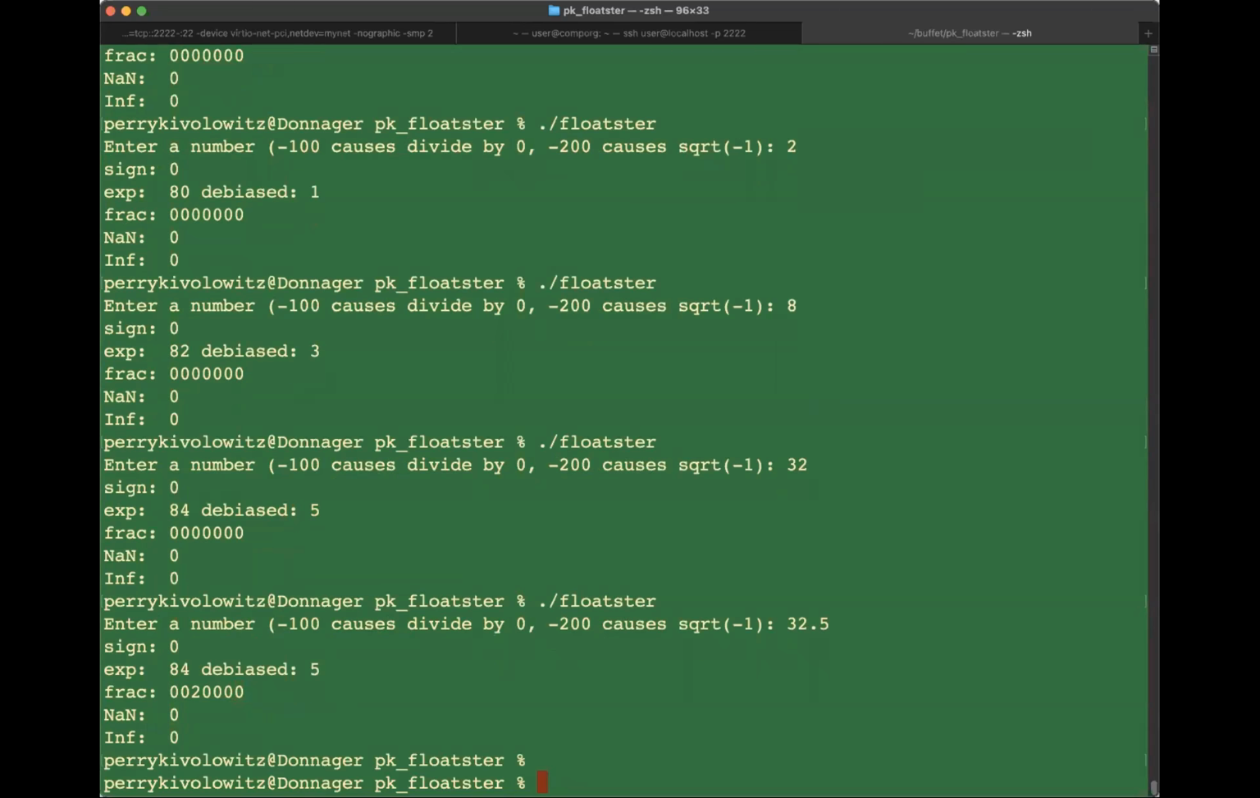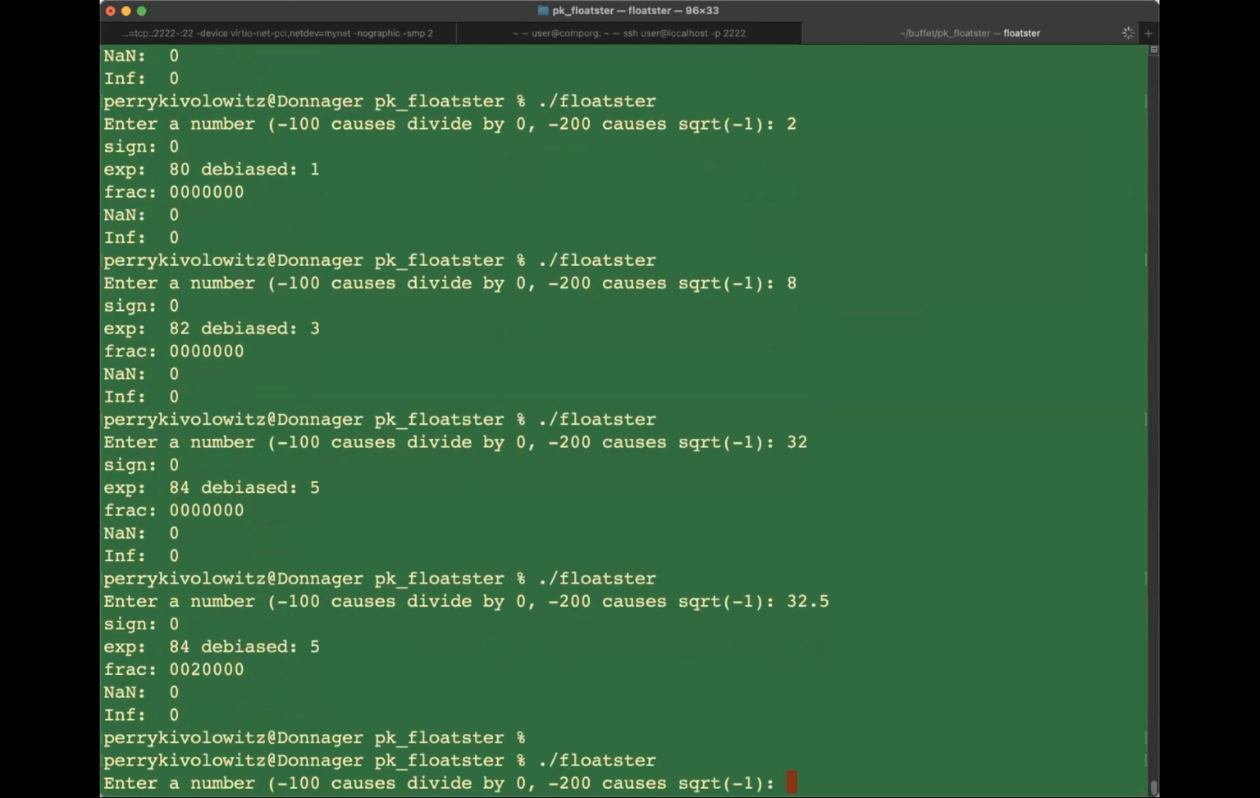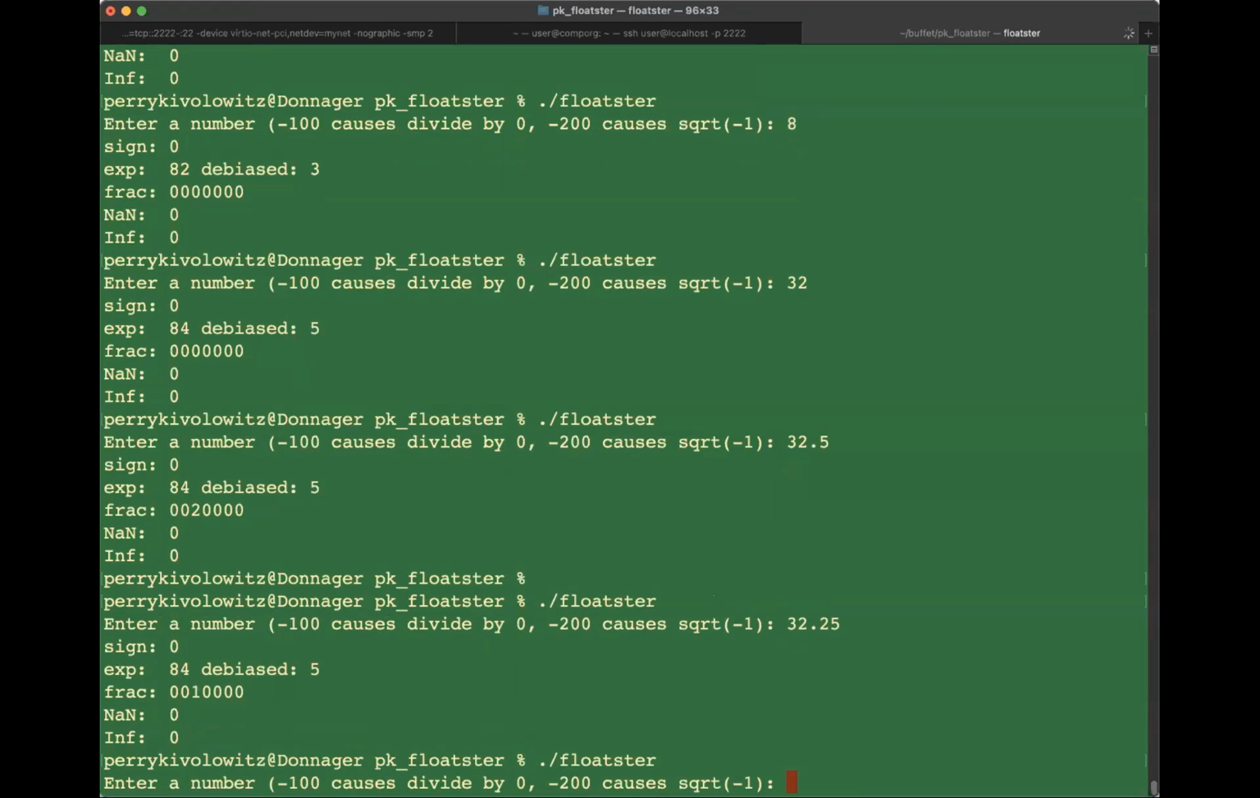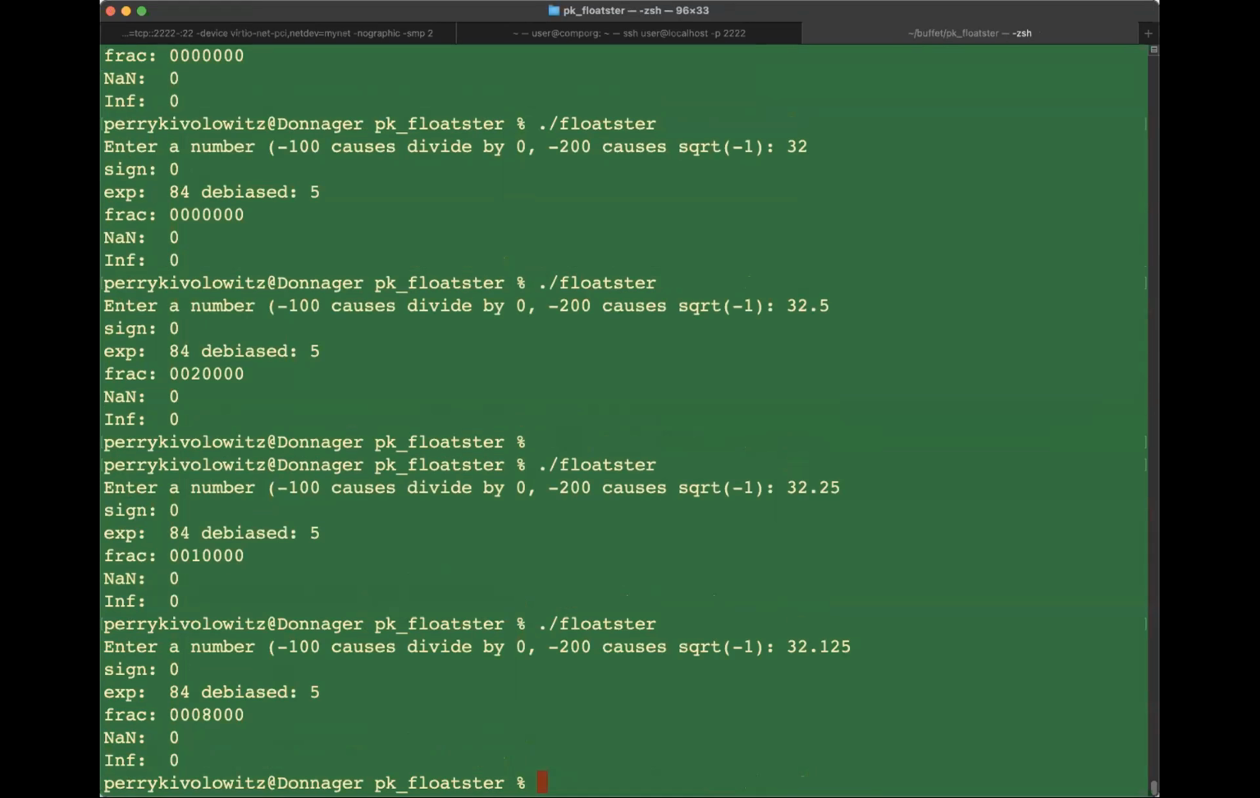How about 32.25? The 2 becomes a 1. So there's a halves place, quarters place, an eighths place. How about 32.125? Okay, so the bit moved over 1 more place.